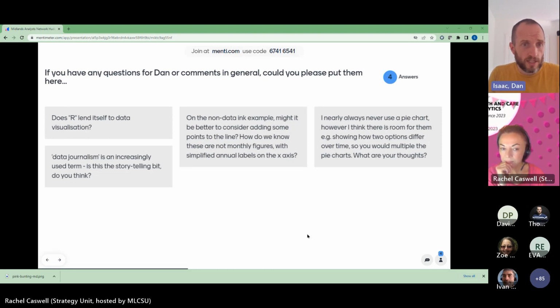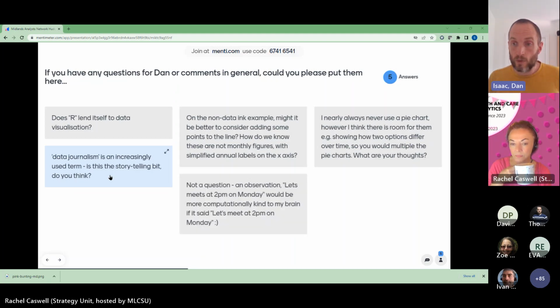Data journalism is an increasingly used term. Is this the storytelling bit, do you think? I think data journalism as an area of journalism has grown massively. There are some websites like 538.com, which are leaders in that, an American website where they look at US politics and sport really through the lens of the data and lead with data visualizations. The New York Times, the Financial Times, they've now got graphics or data journalism teams, which really do create some amazing work. And obviously they are journalists, so telling a story is absolutely at the forefront of what we do.